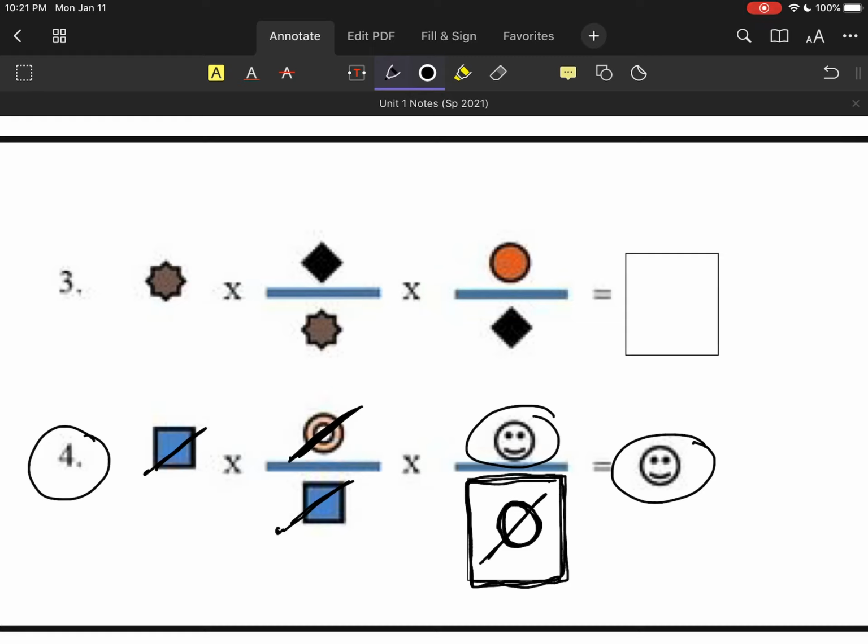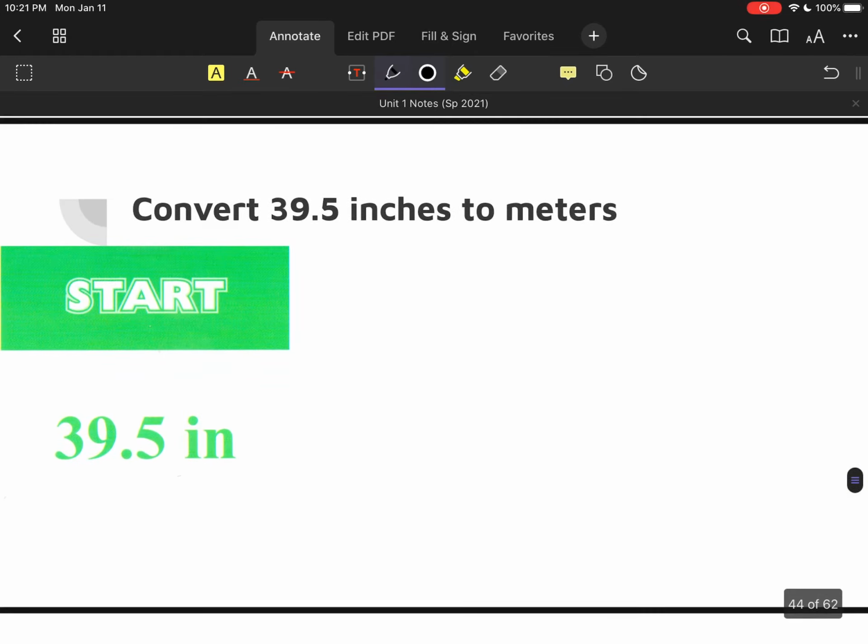So essentially, this is dimensional analysis. It's taking something that you're given, and then you're multiplying it by different units or different conversion factors, and then you're coming up with some type of answer at the end. So let's look at an actual example.